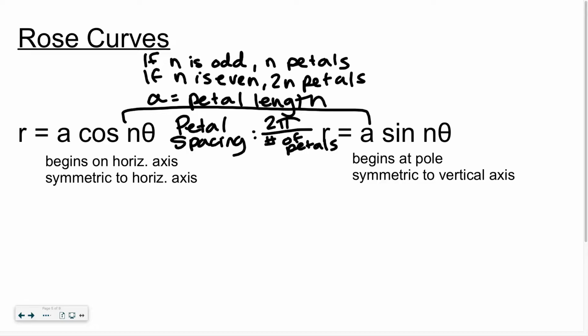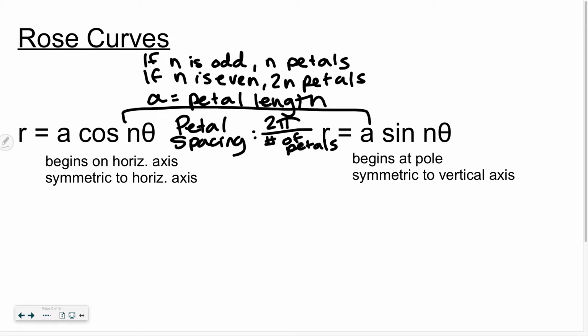You should see some similarities between how the circles work and how the rose curves work. Remember the A cosine theta circle had horizontal symmetry and started on the horizontal axis. That still holds true for A cosine n theta rose curves. And if it's a sine, it will always have vertical symmetry, and it will always start and end at the pole. So that sine means it's going to have an extra zero, because it's going to start and end at the same spot.